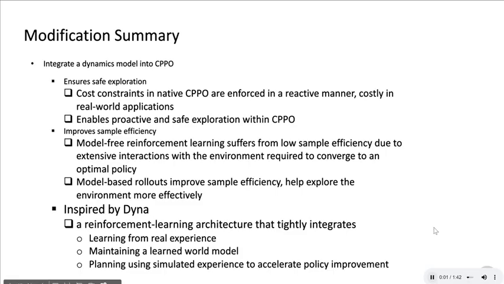Next, let's move on to the modification summary. We are integrating a dynamics model into CPPO. This not only ensures safe exploration but also improves sample efficiency.